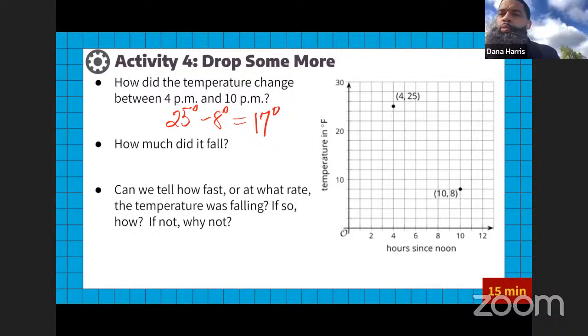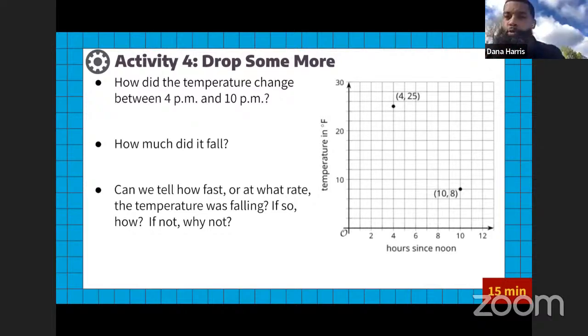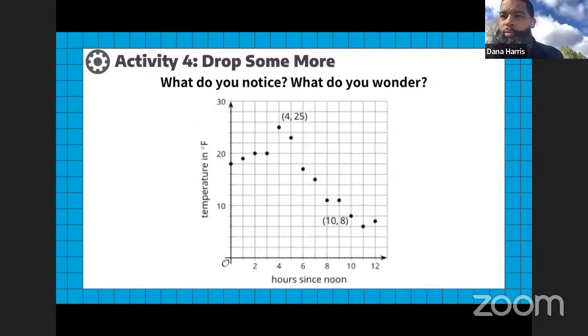I want to look at this. So it fell 17 degrees, and it says, can we tell how fast or at what rate the temperature is falling, okay? Now, when we look at this, we can tell what rate, and a rate being how much did it fall per hour, okay? So we want to know how much did it fall per hour, okay?